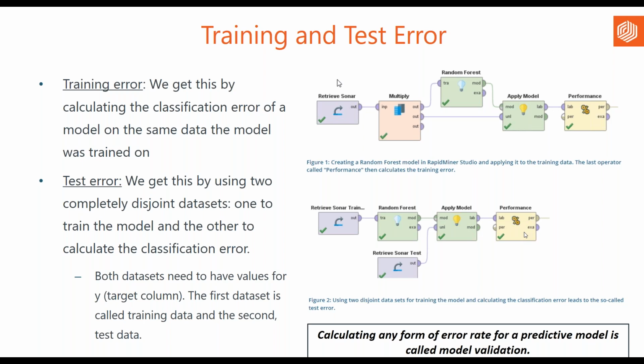This is not the real-time data set. Both the data sets will have your target column, and the first data set will be called your training, and the next one will be called the test data set. So it's very important to understand the difference between a training and the test error, right? Training error is calculated by using the same data for training the model and calculating its error rate or performance in general. And for calculating a test error, you're using completely disjoint data sets for both tasks, right?